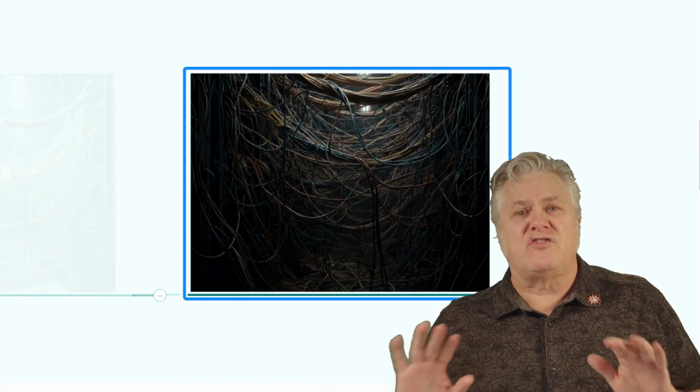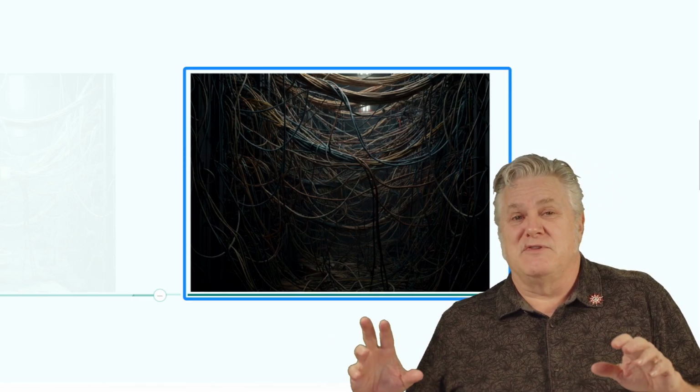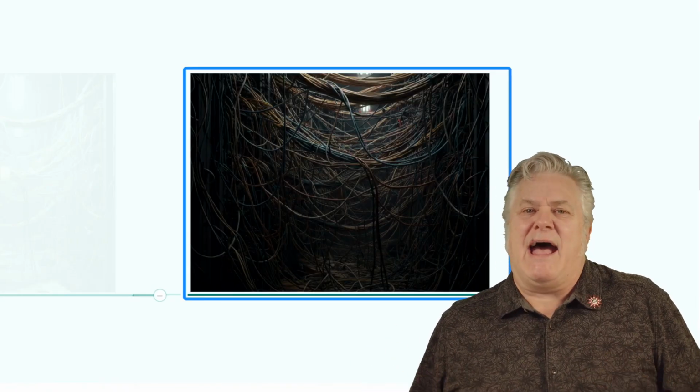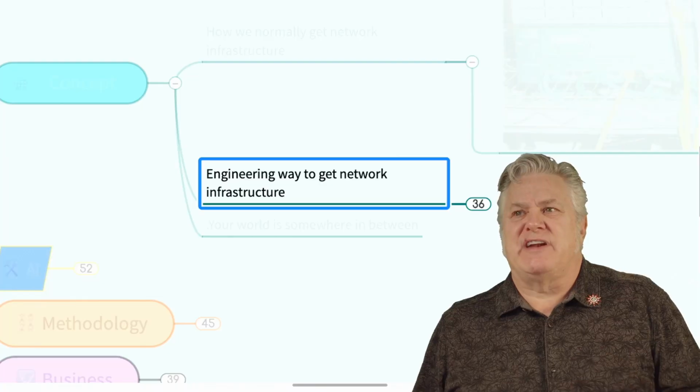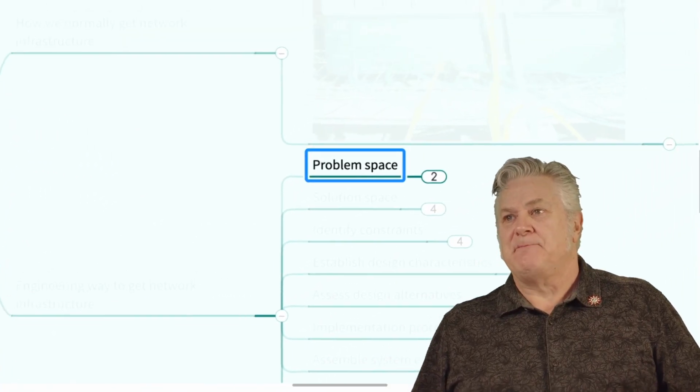And I'm sure you've seen these nightmares that are out there. On the internet, you can type into any search engine "ugly network configuration," or there's even the opposite of that, which is the beautiful network configurations with all the wiring and everything. That's how it happens in our networks. But how should it happen? What's the engineering way to get network infrastructure in place?